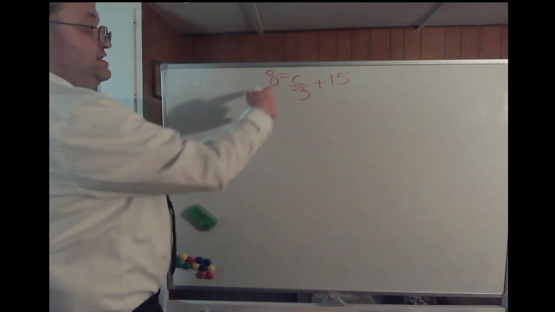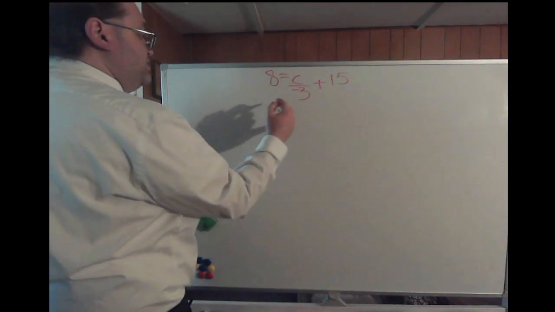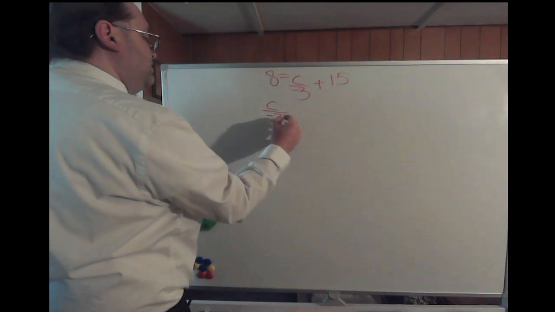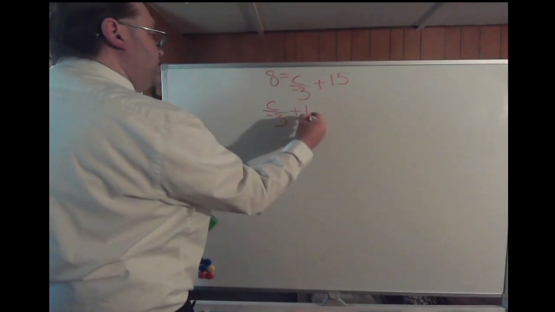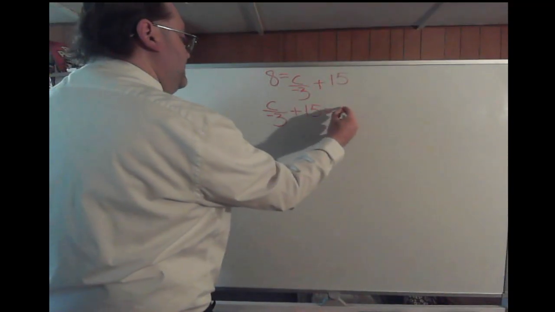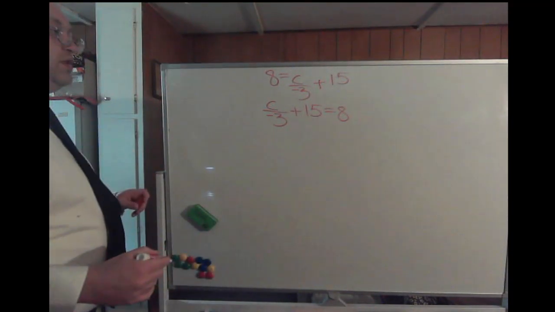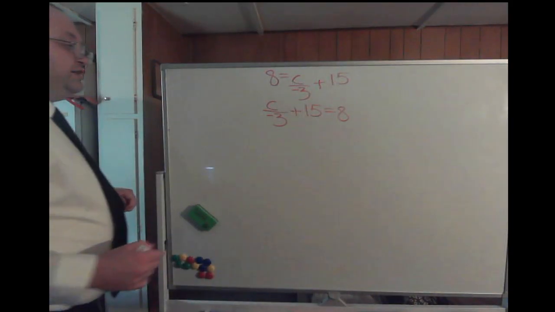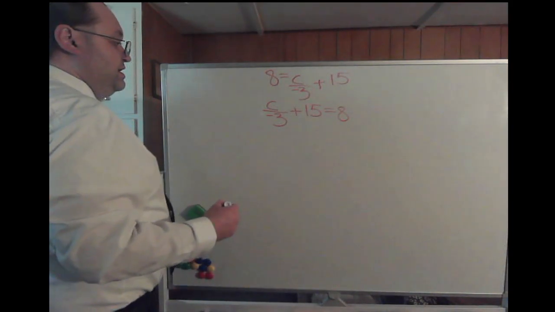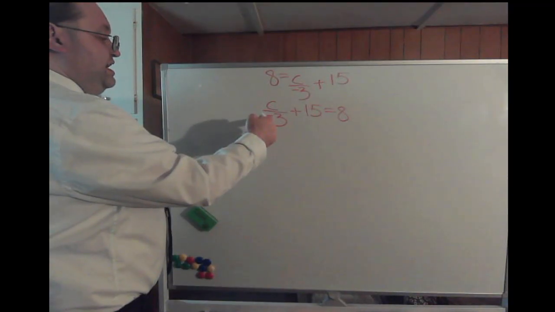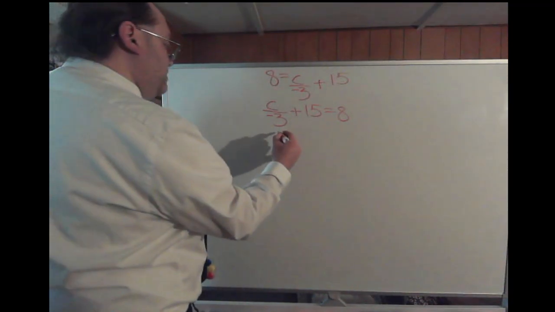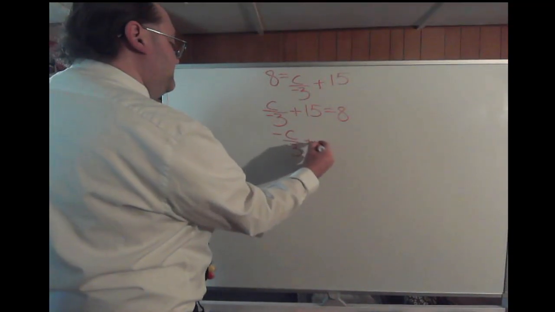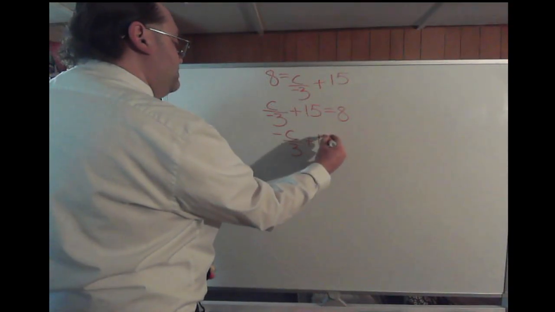Well, since these are equal, we can just switch these around to put the variable on the left-hand side, and we'll get the same result. You get c over negative 3 plus 15 equals 8. You can just simply switch them around. Now first we have the negative sign in the denominator. We can switch it to the numerator. So you'd have negative c over 3 plus 15 equals 8.